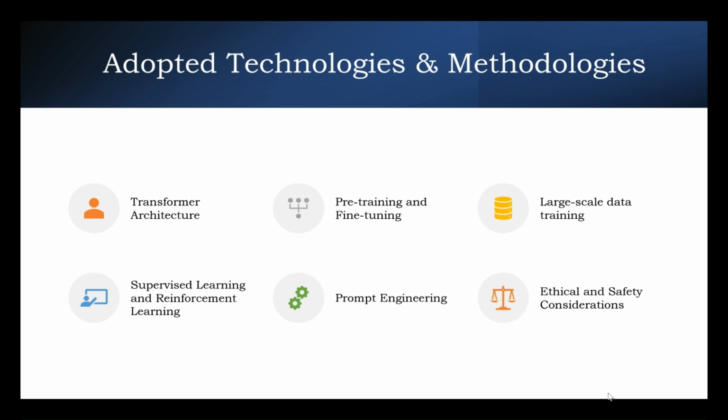Why are they using large-scale data training? It means the model has to be trained on a massive amount of text data from the internet to capture a wide range of language patterns and associations. Training on diverse datasets helps the model acquire knowledge and understanding across various topics and contexts.